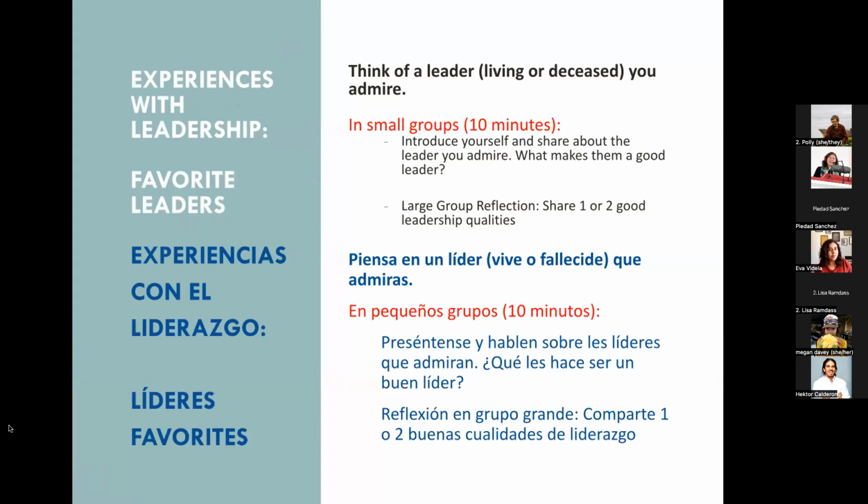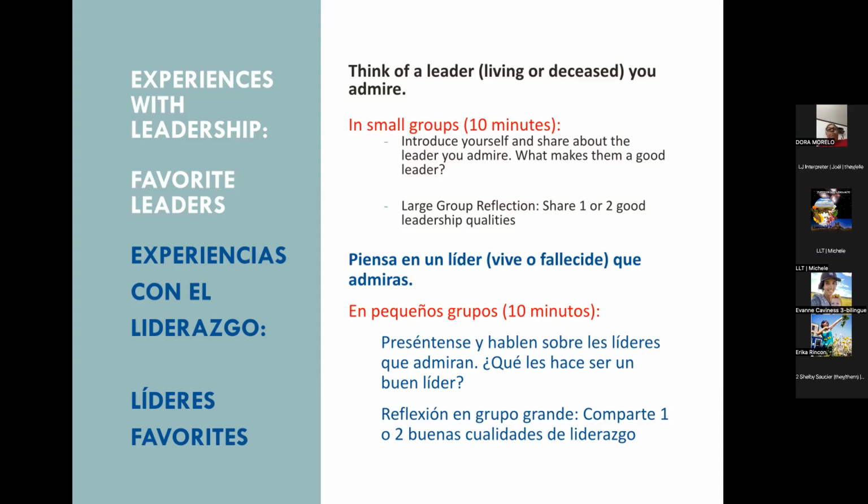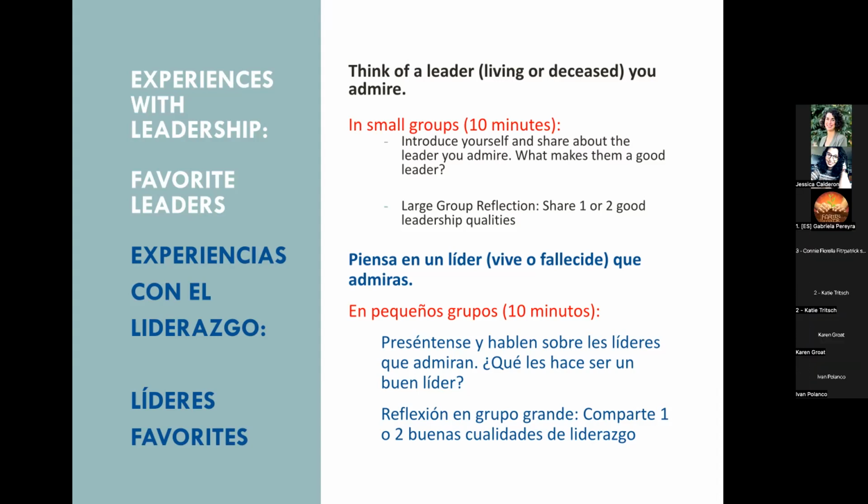Okay, so what I would like all of you to do is get into groups. You will be placed into a group based on language. You will be in either a monolingual breakout group, or you will remain in this room where you will have the opportunity to be in a multilingual setting. Your job for 10 minutes in your small group is to think about a leader, either living or deceased, that you admire. Introduce yourself, share about the leader you admire, and talk about what you think makes them a good leader.